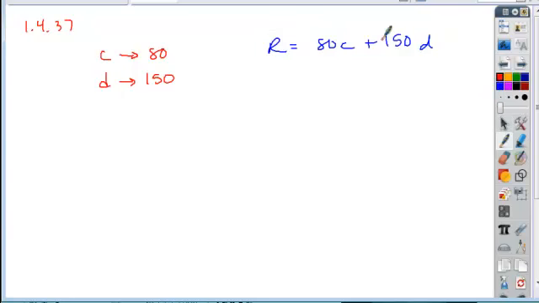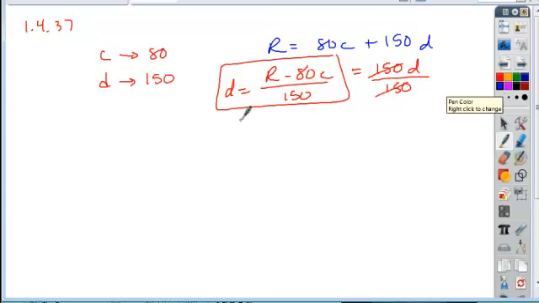So if we take this equation for revenue and solve for D, we're going to subtract 80C from both sides to isolate the expression with D, and then you can solve for D by dividing both sides by 150. And so this is going to be your equation for the number of designer tuxedos rented. And so it's asking you to assume that the revenue is going to be $60,000, so we're going to substitute $60,000 in here.